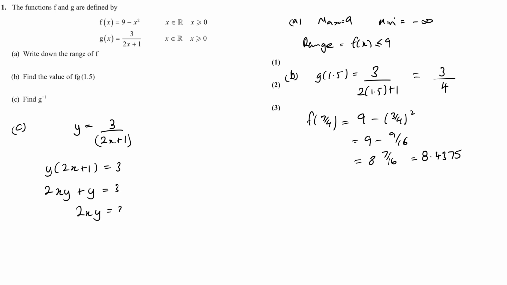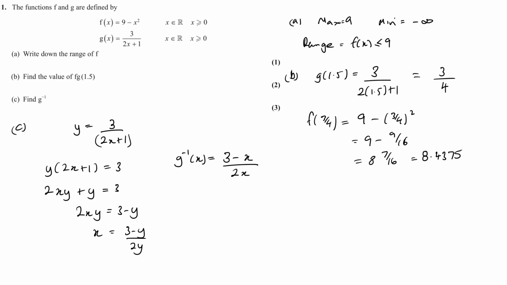2xy equals 3 minus y. And divide by the 2y, so we get x equals 3 minus y over 2y. So then it's g minus 1 of x, and it becomes 3 minus x over 2x.